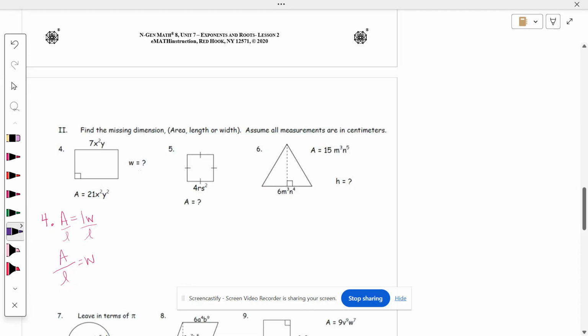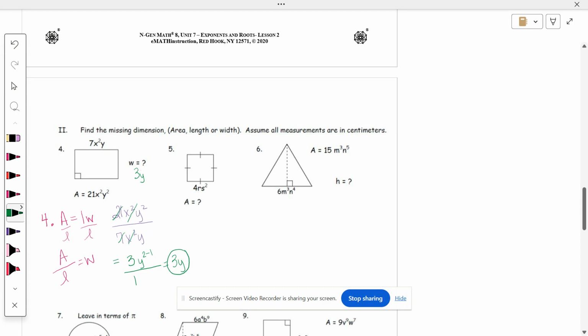So we're going to take the area, which is 21x squared y squared, and divide it by the length, which is 7x squared y. We're going to use some quotient rules. 21 divided by 7 is 3, over 1. The x squareds both cancel out, and y squared minus y to the first gives me a final answer of 3y. So my width is 3y.